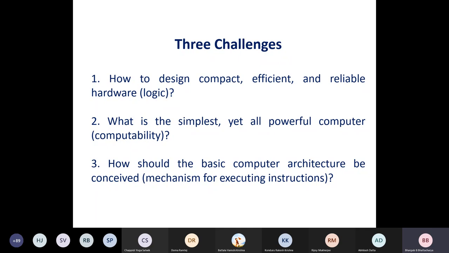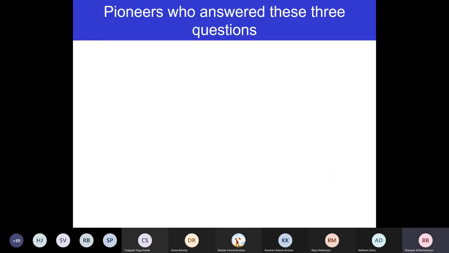Right? So there are three challenges which a computer designer has to face. How to design an efficient logic or hardware? What is the simplest model of computer or yet all-powerful computing machine? And how should the basic architecture be conceived? That means what should be an efficient mechanism for executing instructions one after another without an error? Well, these three questions have been answered by three pioneers.